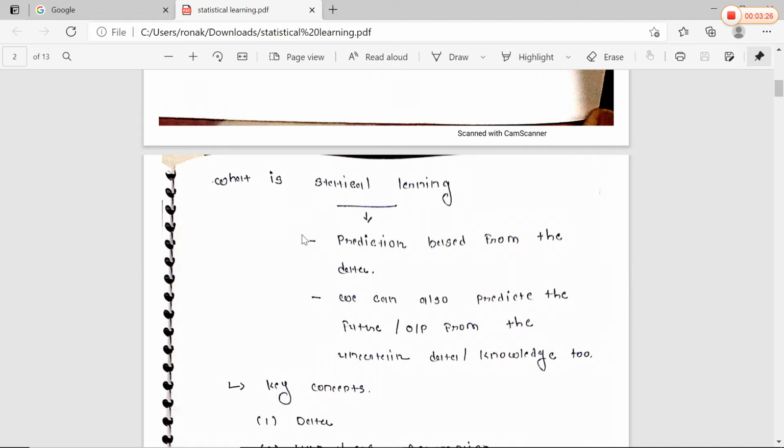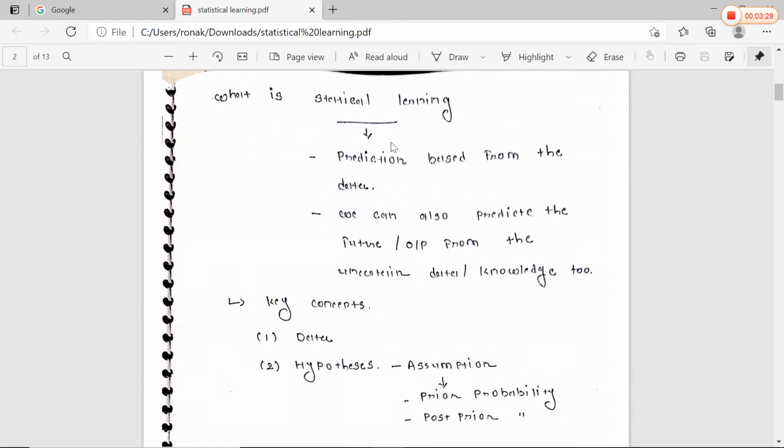So what is statistical learning? Statistical learning means prediction based on data. What do we have to do? Statistical learning means predicting knowledge from the given data. We already have knowledge, uncertain knowledge or certain knowledge, any kind of data, and on that basis we have to do prediction. Prediction means we have to predict the future, that this will happen, from the given data. We can also predict the future or output from the uncertain data and knowledge too.